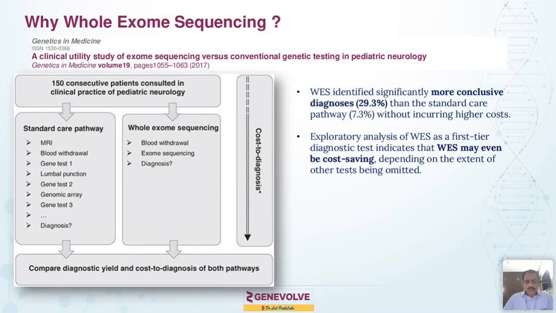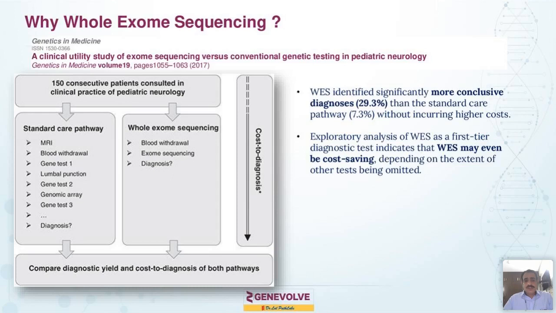If you look at the course of a patient, the patient will have multiple consultations before the actual diagnosis happens, and this is usually done by MRIs and then a battery of gene tests, one followed by the other, and then maybe the diagnosis is reached or not even reached. So whole exome sequencing as a first-line test has yielded results in close to 29.3% of cases, as opposed to a standard care pathway, which has yielded results in only around 7.3% of the cases.